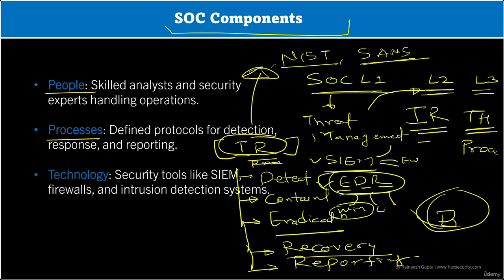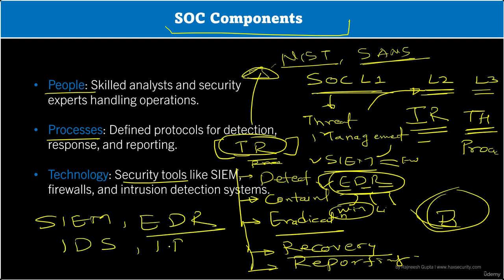Okay. Technologies, of course, are very important. I told you about the SIEM solution, which is very, very important. Then we have the EDR tool, which is for endpoint detection. We also have IPS and IDS tools. IDS is all about detection of threats, and IPS is all about detecting and preventing it from happening.